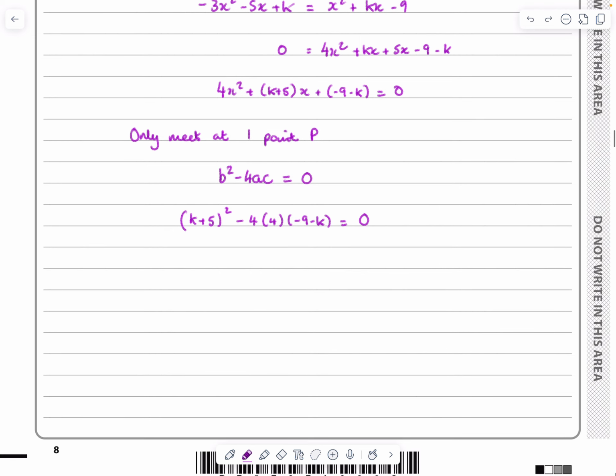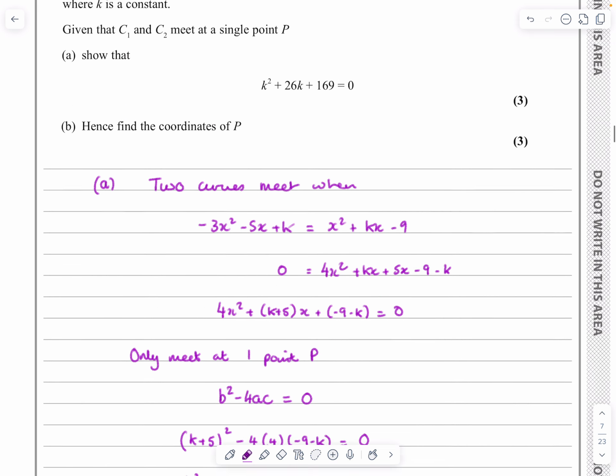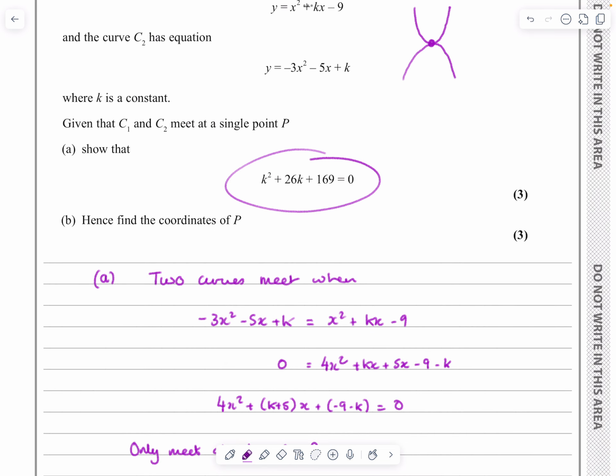Well, the minus 9 minus k and the minus here, that can all cancel out in a minute. I'm going to tidy this up. k plus 5 all squared. You take your time, but I'll do it quickly. k squared plus 10k plus 25. And then multiplying all of that out is actually 144 plus 16k equals 0. Let's tidy that up, but we already know what it's going to be because they told us in the question. It works out to be k squared plus 26k plus 169 equals 0. And that's what we were trying to get for that first part.